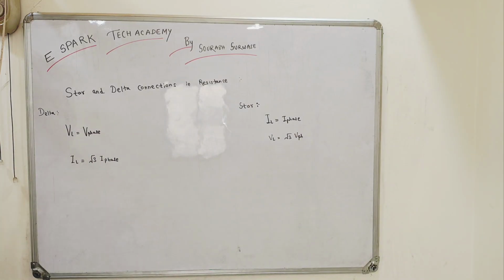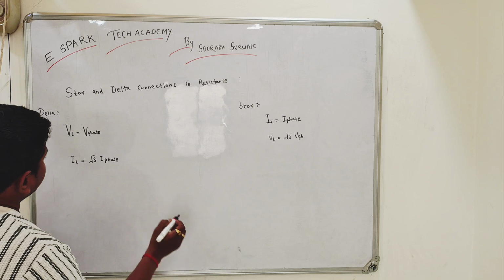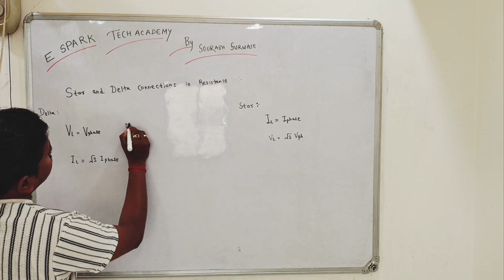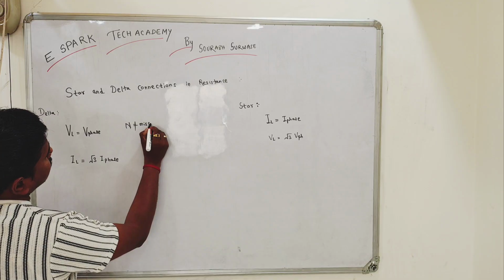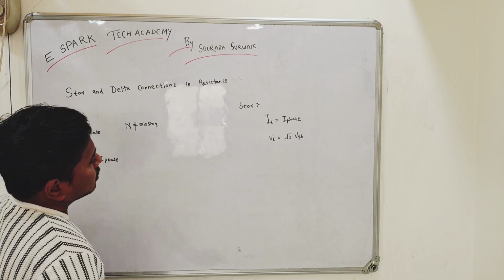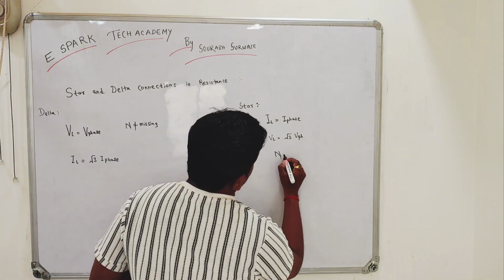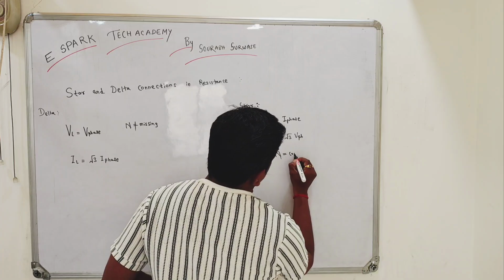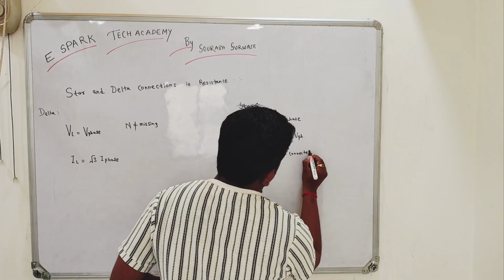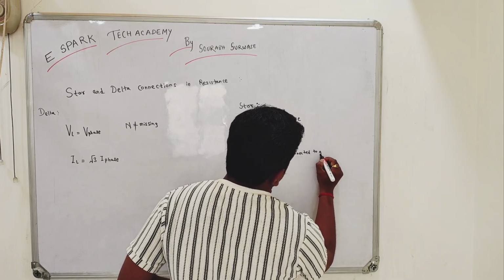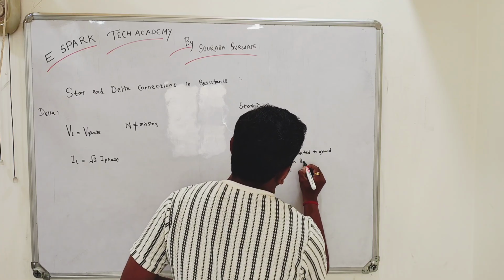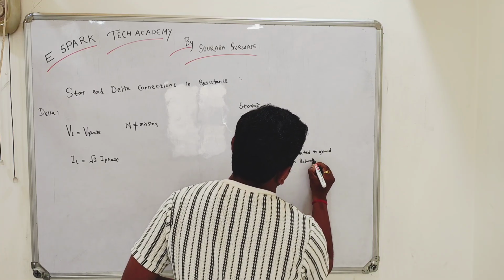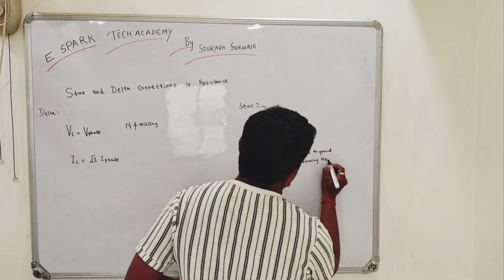Now in this case, if you look properly, in delta connection the neutral is missing. Here, the neutral is connected to ground for balancing the system.